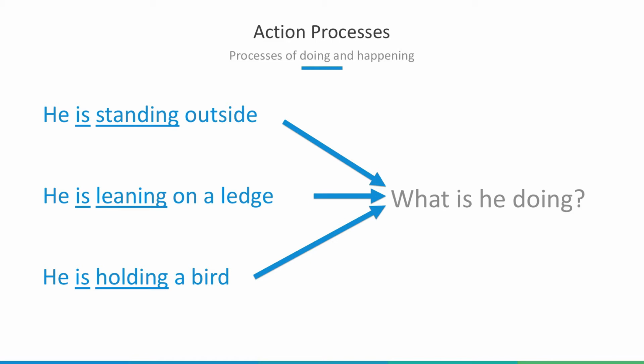Okay, so let's look at these three sentences. Standing, leaning, and holding are all actions. And they answer the question, what is he doing now? In linguistics, we call these processes material processes, but in this course we can call them action processes because they are literally actions.